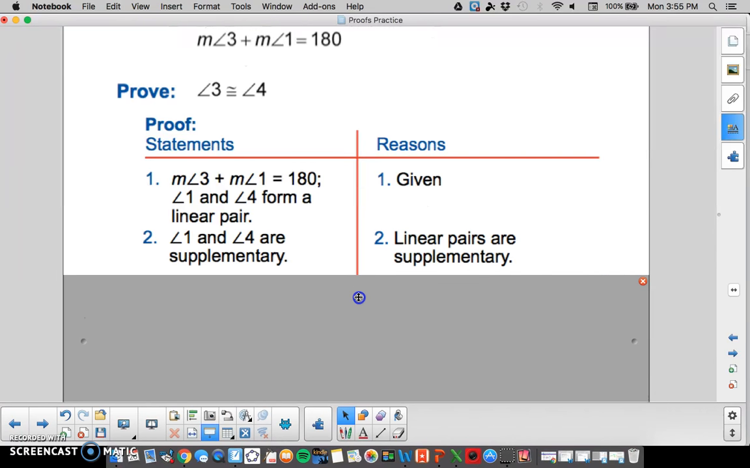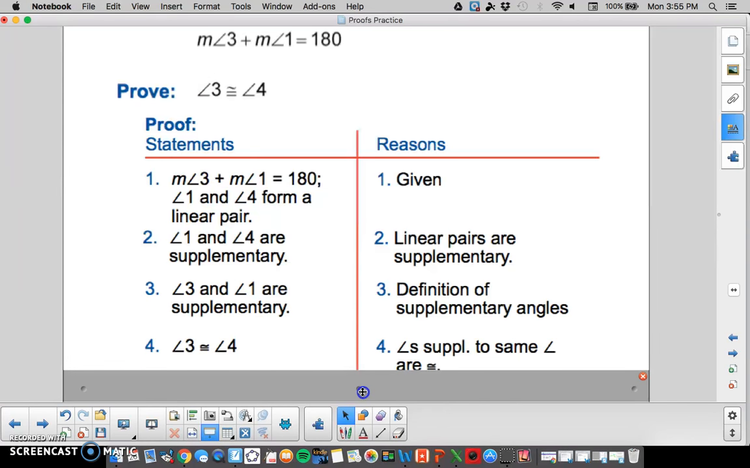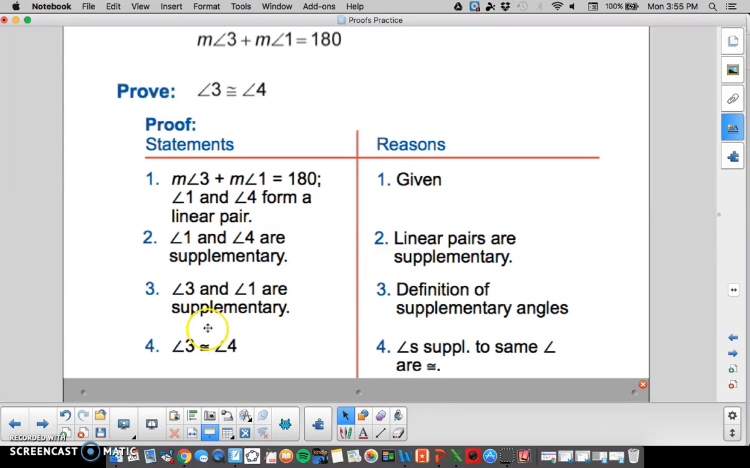Okay, so we know 1 and 4 are supplementary because of the definition of a linear pair. 1 and 3 are supplementary because it tells us their measures add up to 180. And we know the measure of angle 3 is equal to the measure of angle 4. So they are congruent because of that supplement theorem, that angles supplementary to the same angle are congruent. So instead of writing out what that reason is, you could have just put the supplement theorem.